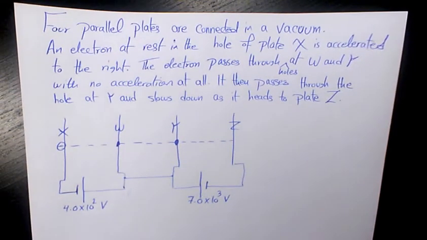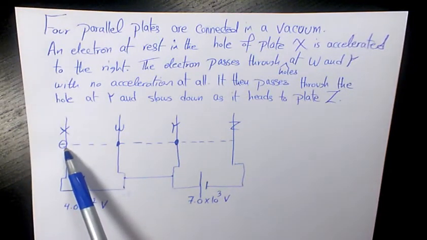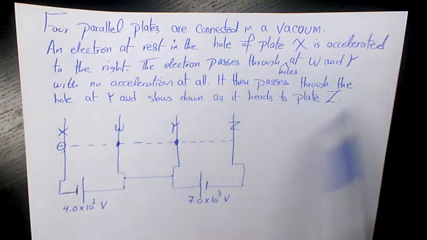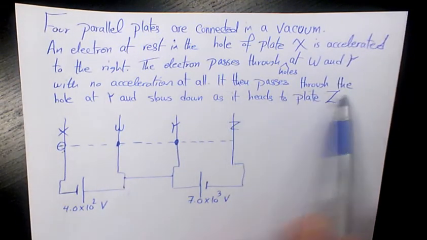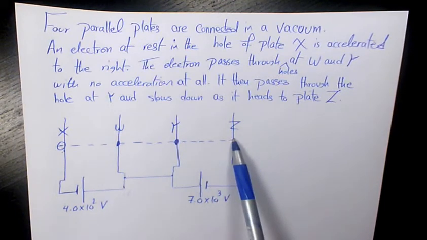Four parallel plates are connected in a vacuum. An electron at rest in the hole of plate X is accelerated to the right. The electron passes through the holes at W and Y with no acceleration at all, and then it passes through the hole Y and slows down as it heads to plate Z.